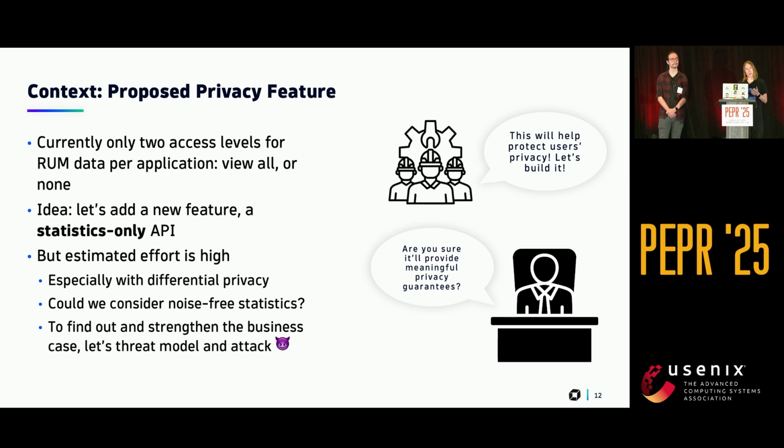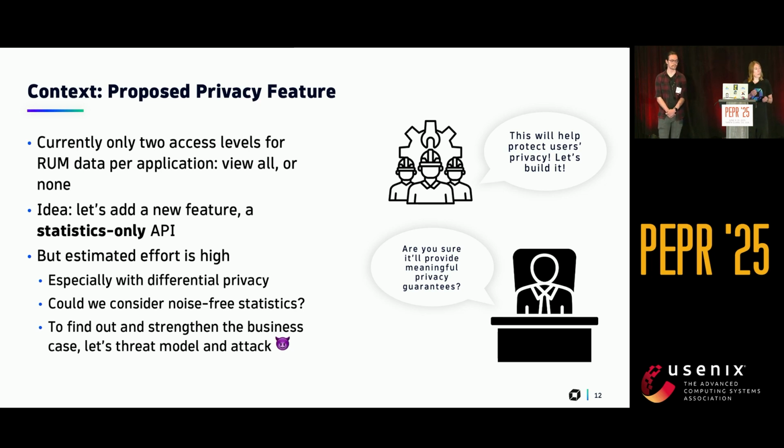And for context, some of our customers have thousands of Dynatrace users. So this is really, really important. If you only have 10 users, perhaps you can justify granting raw access to the data, but when we're talking about thousands, we need more fine-grained access control. So we think this is a good idea, and we've been trying to make the business case for this feature, but the implementation effort is going to be quite high. So we need to prove that it will actually provide meaningful privacy guarantees.